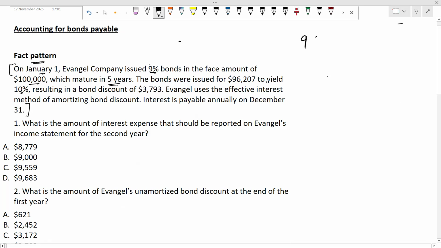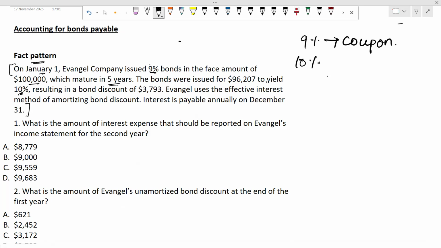Here, what is this 9% and what is this 10%? They have given two percentages. One is 9% and the other one is 10%. This 9% is nothing but the coupon rate of the bond. The company is going to pay 9% interest to the bondholders for the next 5 years. Today the company is going to receive the money. At the end of the first year, they will pay 9% interest. At the end of the second year, 9% interest. Third year, 9% interest. Fourth year, 9% interest. And at the end of the fifth year also, they are going to pay 9% interest. One more important thing that we need to understand is this coupon is going to be fixed. It is not going to change.